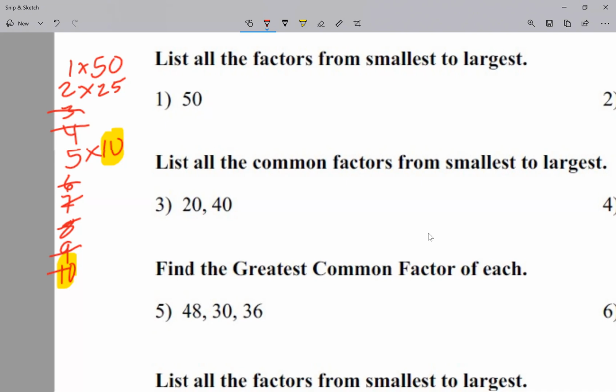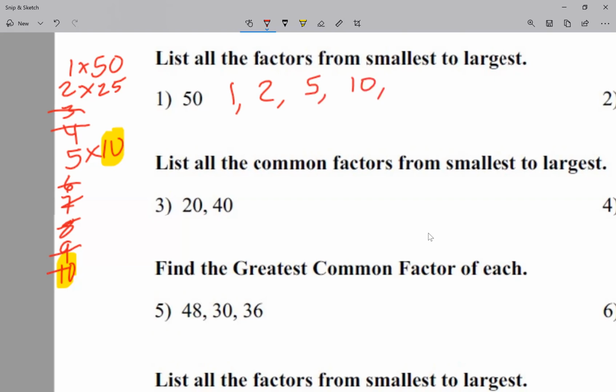Okay, so now here it says list all the factors from smallest to largest. So 1, 2, I'm going to write all my numbers that were able to work. 1, 2, 5, 10, 25, and 50. Right, those are all the factors that work.